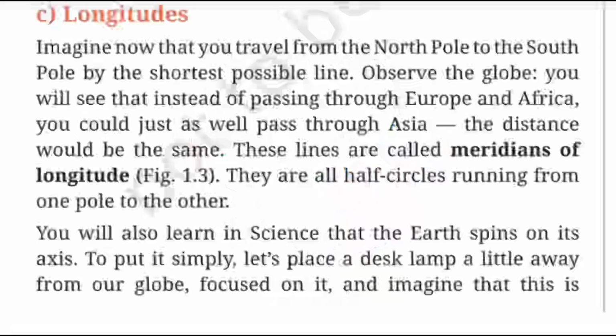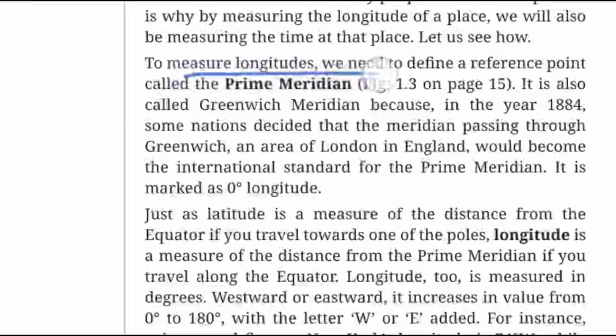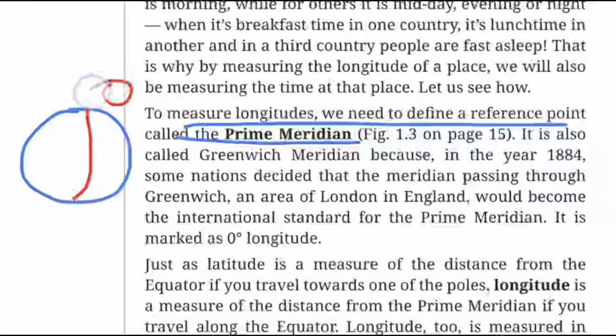There is an experiment given here that we will study later. Then we can read out the text. To measure the longitude, we need to define a reference point, that is the prime meridian, which you already studied. So this is the earth. We consider a particular meridian connecting the north and south pole. That particular meridian is the prime meridian. The 0 degree meridian is the prime meridian.